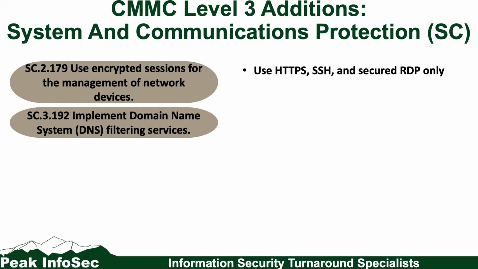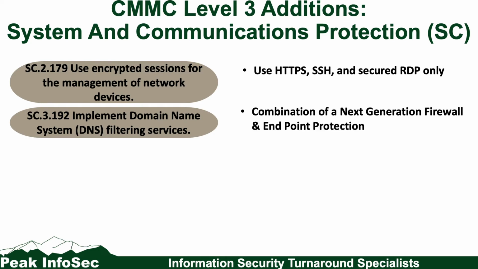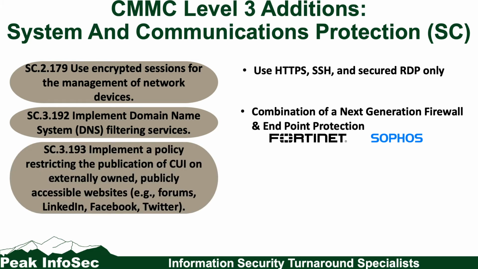Our next one is to implement domain name filtering. If you're doing anything with a next-gen firewall already, you've got this covered. Well, at least I hope you do. Likewise, your endpoint protection should be providing you more than just straightforward antivirus, anti-malware. They're looking for URL filtering on the endpoints also. For us, we recommend a combination of Fortinet and Sophos. We just find it works really well and should cover this requirement as far as we know right now. Our next one is to implement a policy restricting the publication of CUI on public websites. This is just a straightforward policy requirement that you'll have to follow up with non-technical proof that you've trained your people on this policy.